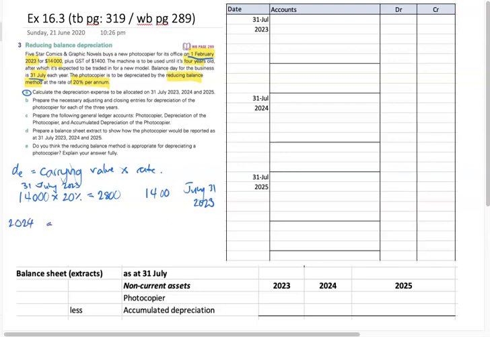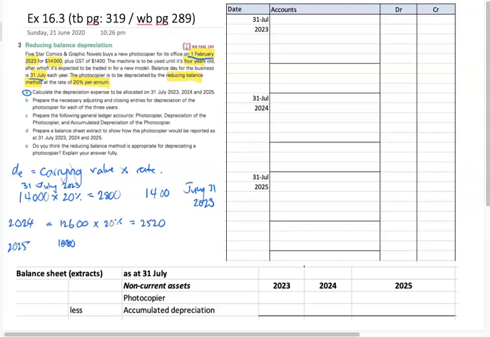our expense is going to be for a full 12 months, and it's going to be 12,600 times 20%, which equals 2,520. So it would make sense that even though it's reducing balance, because it's a full year of depreciation, that's going to have a bigger depreciation expense now. Our carrying value for 2025 is going to be 12,600 minus 2,520. So our new one for 2025 is going to be 10,080.